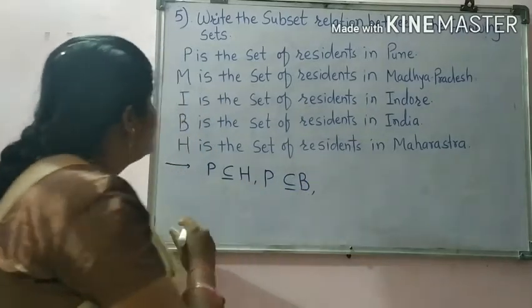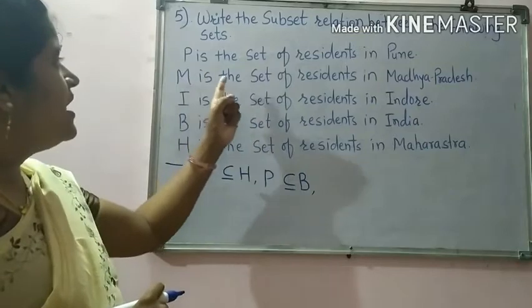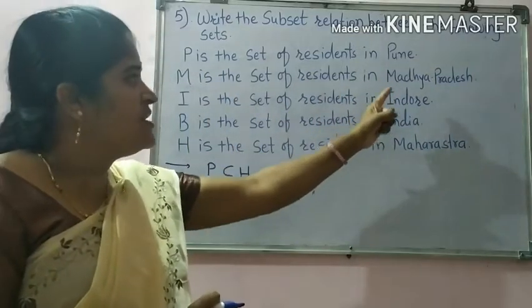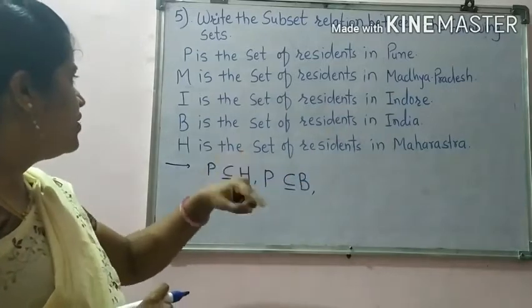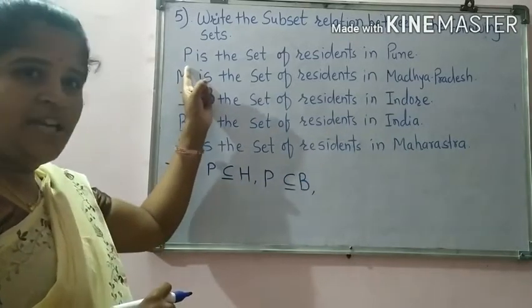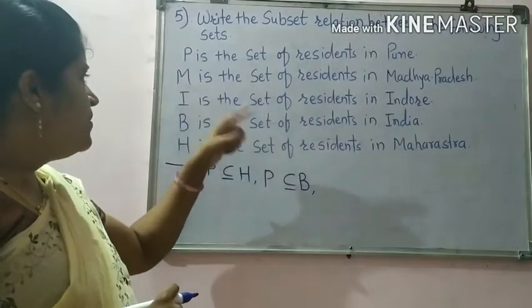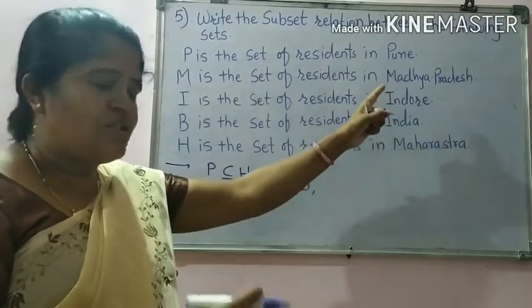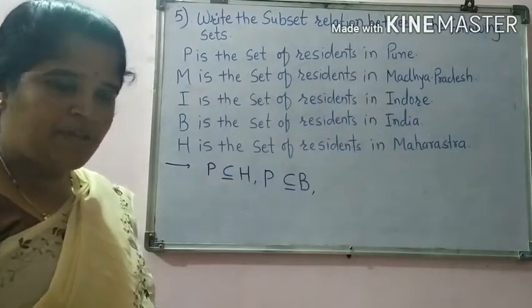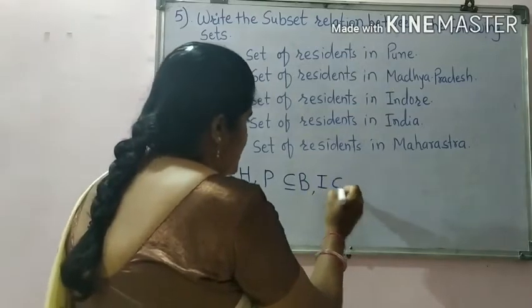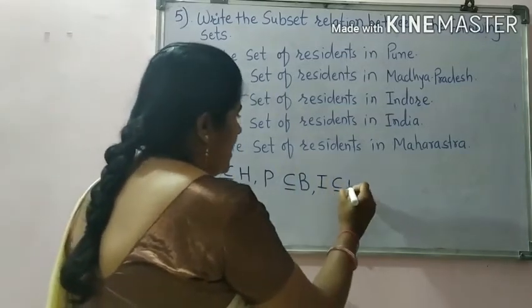Again see here, M is the set of residents in Madhya Pradesh. Now Indore is in Madhya Pradesh. So set I is a subset of set M, because the residents in Indore are also residents of Madhya Pradesh, and therefore here I is a subset of M.